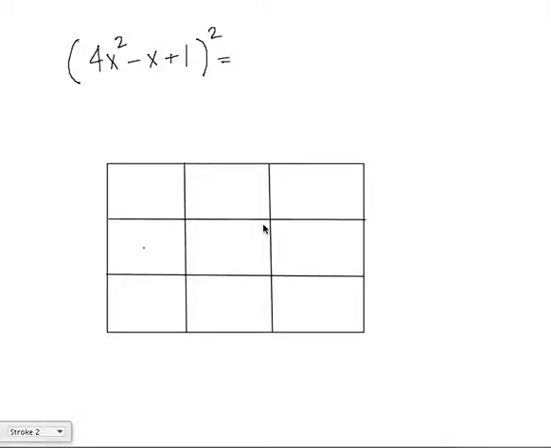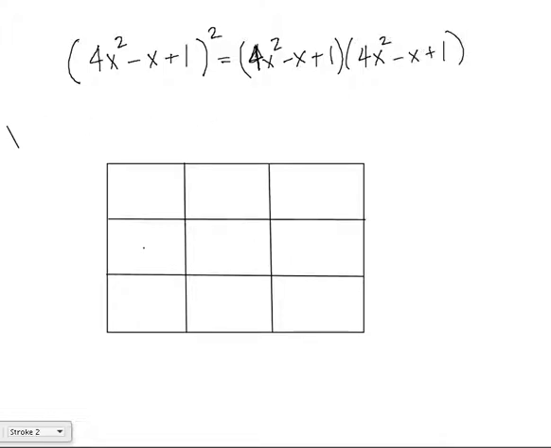This is Mrs. Dowell, and I have been asked on a number of occasions to explain how you multiply a trinomial by a trinomial. So what this looks like is this is your trinomial, and you know that you're multiplying it by itself because it's being squared. So if I was actually going to write this out, this would be 4x squared minus x plus 1 times 4x squared minus x plus 1.